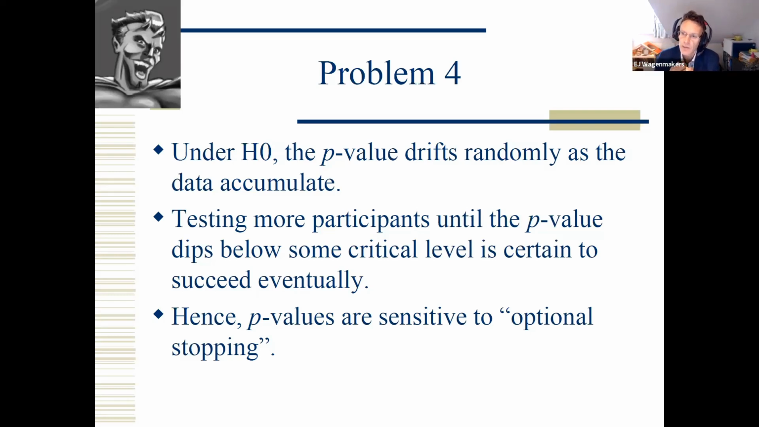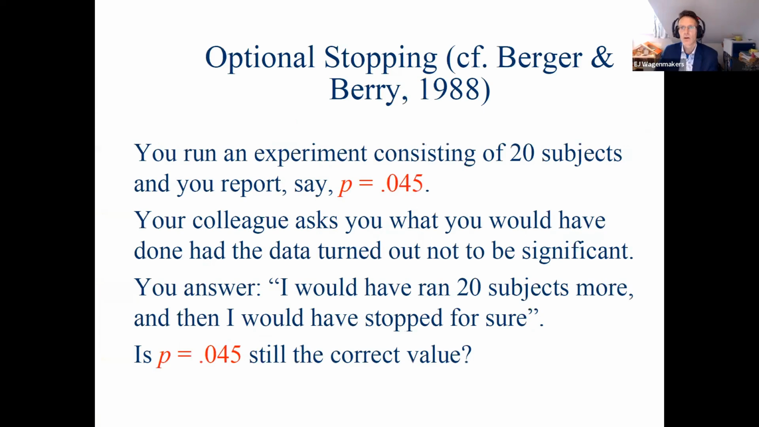And in that sense, p-values are sensitive to optional stopping, or what sometimes people call sampling to a foregone conclusion. Right? So this is deeply problematic. This is a nice example of that. Say you run an experiment, 20 participants, and you report p equals 0.045. So you're really happy about this. And then a colleague asks you a seemingly innocent question. What would you have done in the fictitious case that the data would not have been significant? So you say, well, I would have run 20 participants more, but then I would have stopped for sure.